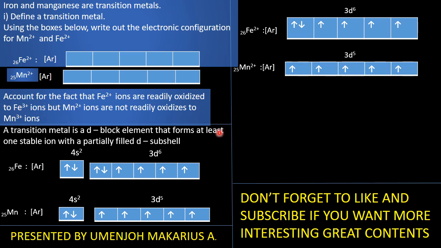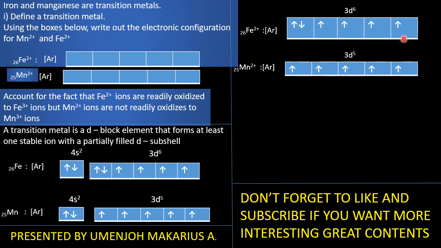But before I continue, guys, I want you to know that if you look at this manganese 2 plus, it is half filled. Why half filled? Because the maximum number of electrons that its d orbital is supposed to take is 10, but in this case we have how many? We have just 5. Okay, 1 2 3 4 5. Good. So it is half filled.